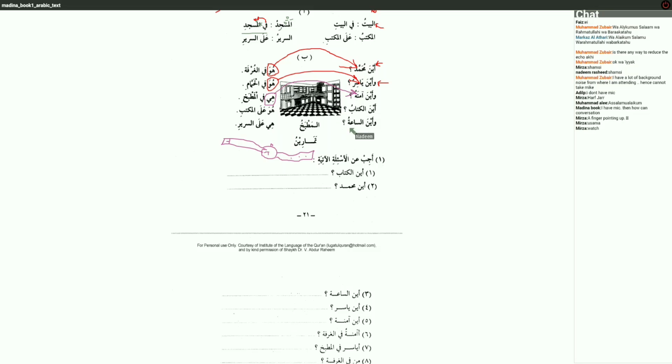And what's it referring to? As-sa'atu. "Hiya" here is referring to as-sa'atu, meaning as-sa'atu ala as-sariri, which means you have the watch on top of the... wall? On top of the what? On top of the desk. Is my picture clear?